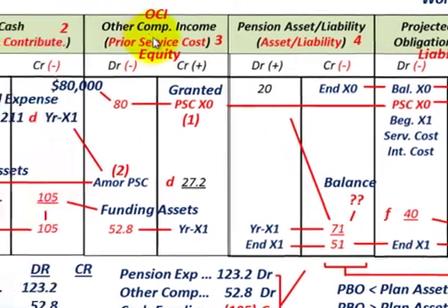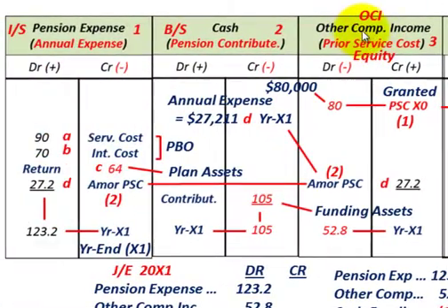Let's move it back here. For other comprehensive income in our equity section on the balance sheet, we reduced it by $80,000 at the date that it was granted. Now comes what we have to do in this other comprehensive income account. We have to account for the amortization of this prior service cost, and we're just looking at our year X1. Remember, we had 3 years here.